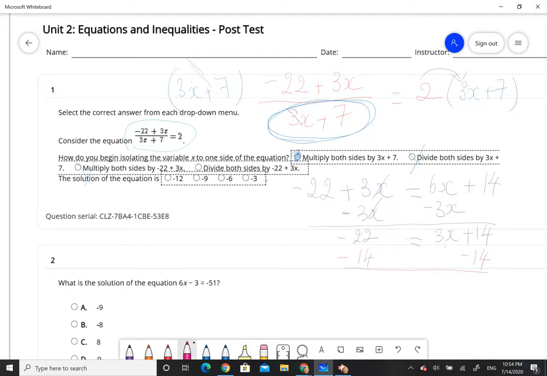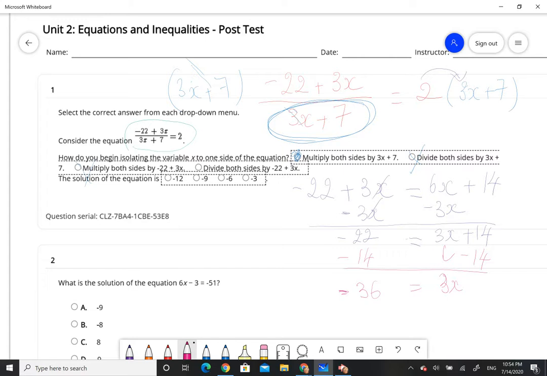Now you want to undo this 14 by subtracting 14, right? So now you have 3x equals negative 22 minus 14. It's like you add them, it becomes 36, but negative, right? Negative. Now you have 3x equals this.